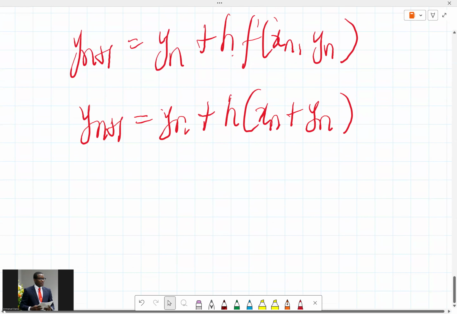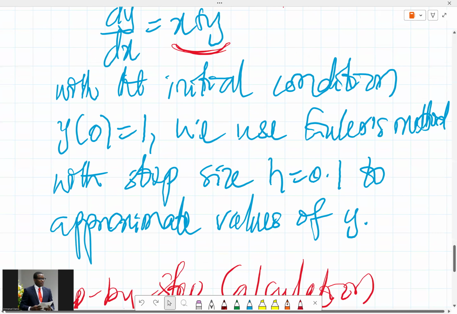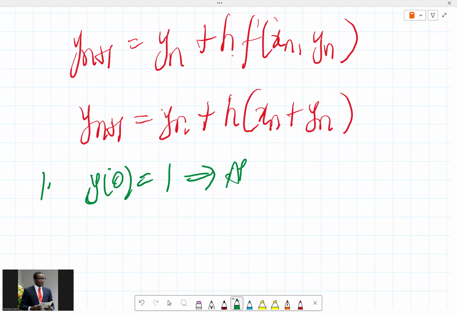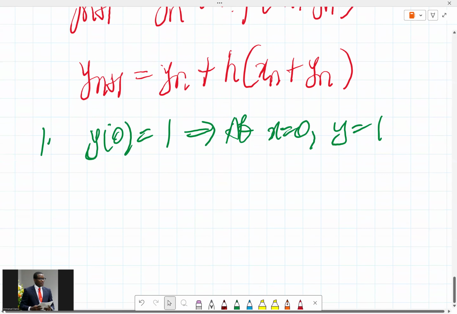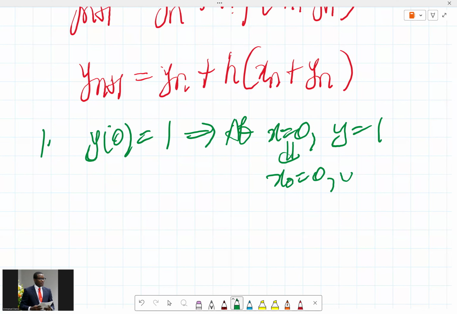So from there now we can take the first iteration. Iteration one, so we say that at x equals 0. So the initial condition, right? Remember the initial condition is y of 0 equals 1, which implies that at x equals 0, y is equal to 1. So that's our initial condition, meaning that x naught equals 0 and y naught equals 1. Those are the starting values for us.